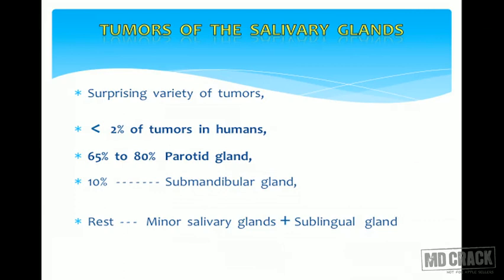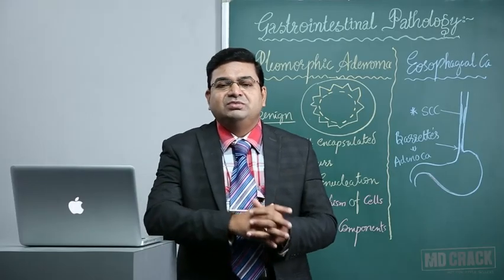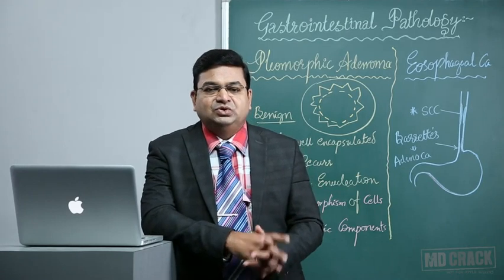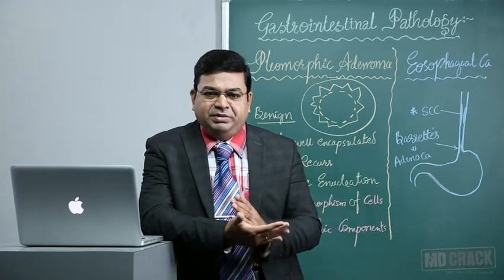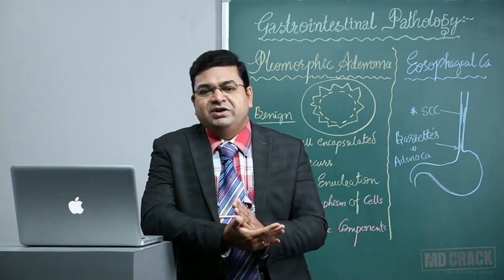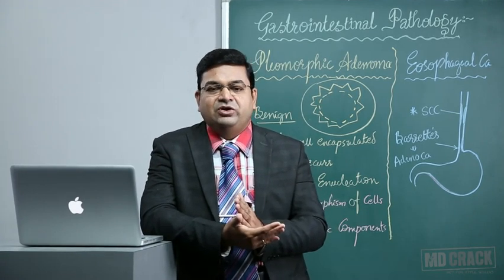Tumors of the salivary gland: surprisingly, a great variety of tumors are there. Although salivary glands are small in size, so many tumors have been described in them. Less than 2% of tumors in human beings are salivary gland tumors, and remember, around 60 to 80% of the tumors occur in the parotid gland, and most of the tumors in the parotid gland are benign. So 80% of the tumors occur in the parotid gland, and 80% of parotid gland tumors are benign. That you have to remember.